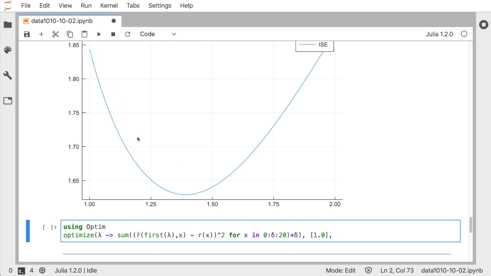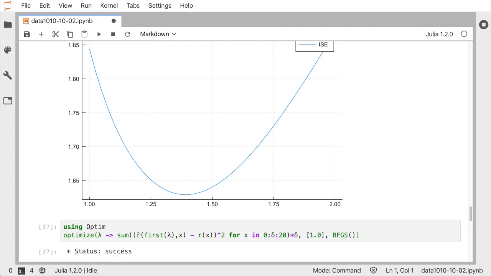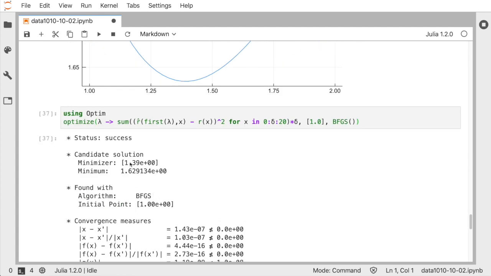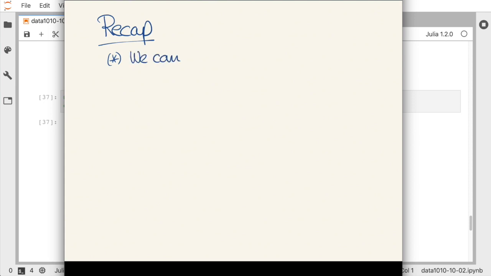So the optimization will start here, and then it'll go down into this well and find the smallest value. And we have to choose a method. If we try to run this without specifying a method, it tries to use the Nelder-Mead method, which doesn't work for univariate functions. So standard choice is BFGS. And what we find is that the minimizer is about 1.39, which is here, and the minimum value is 1.62, which is there.